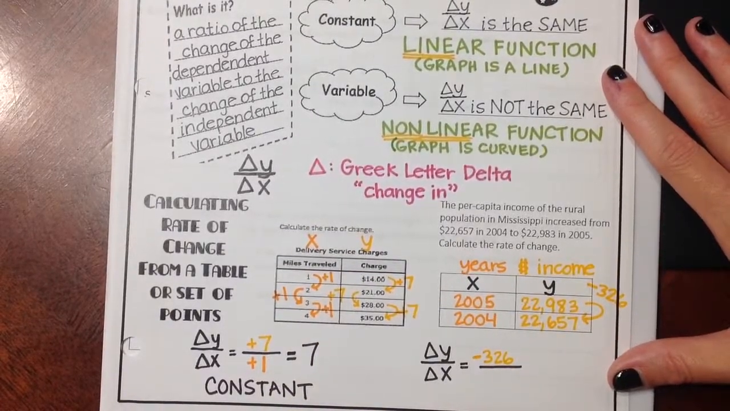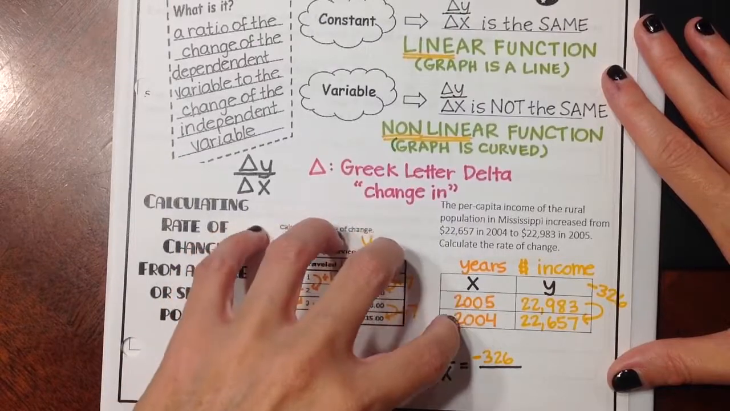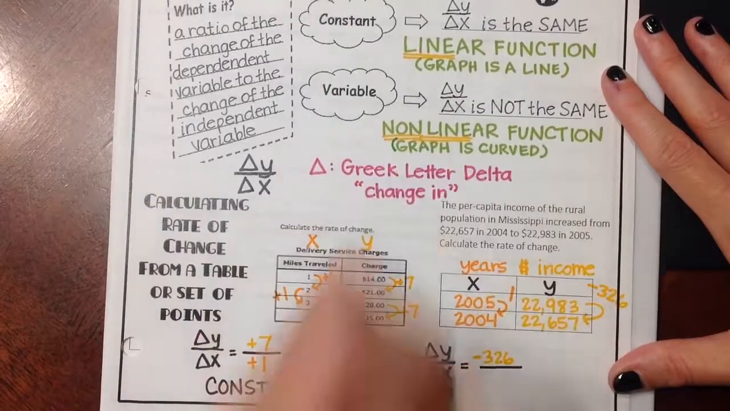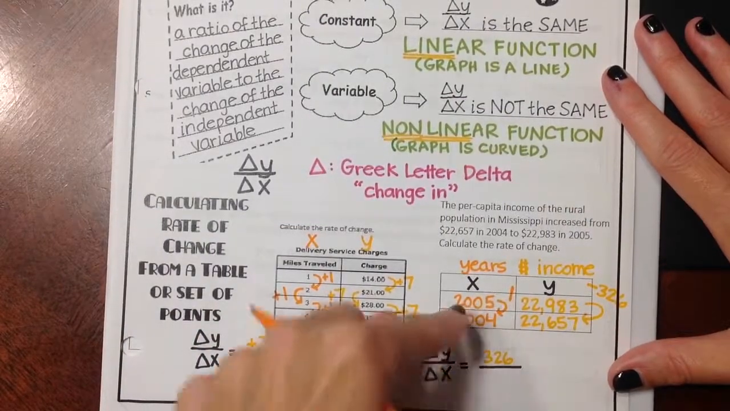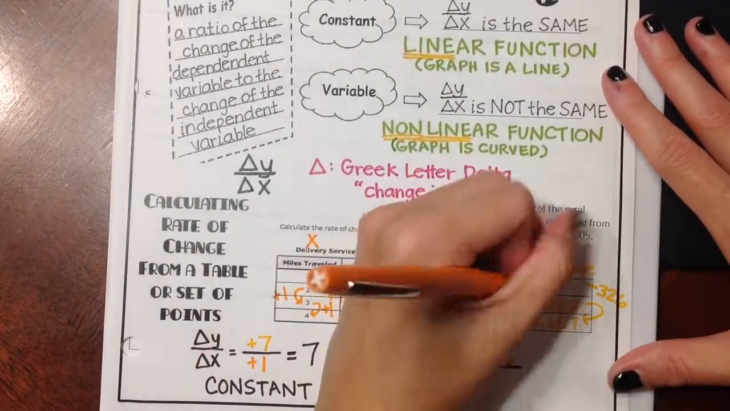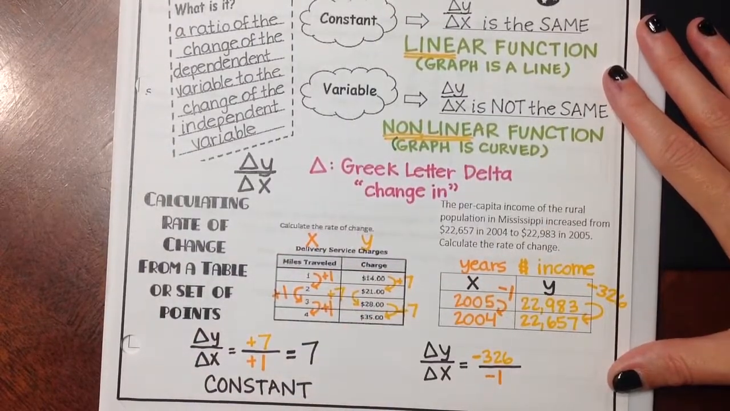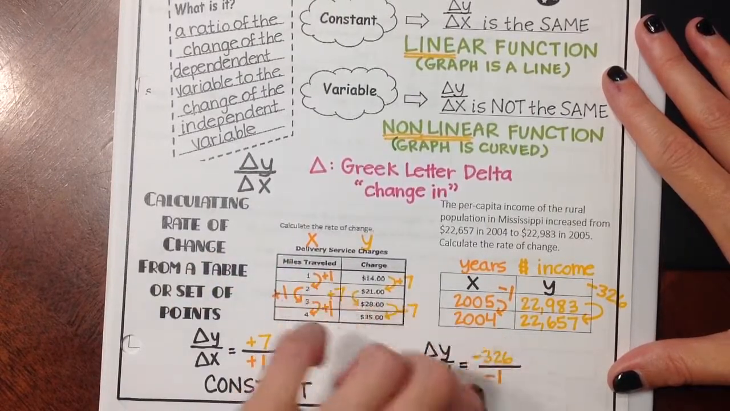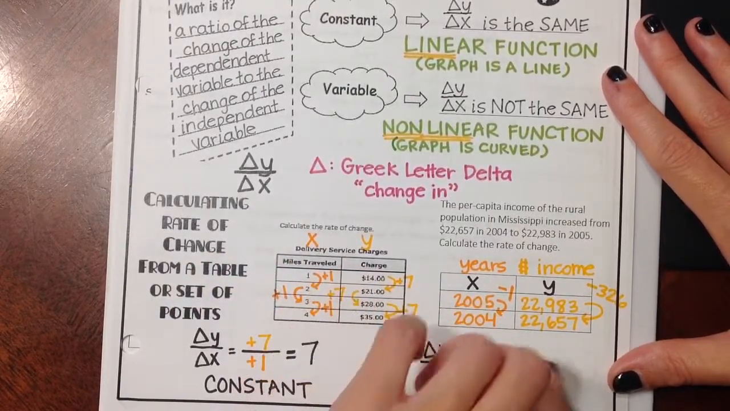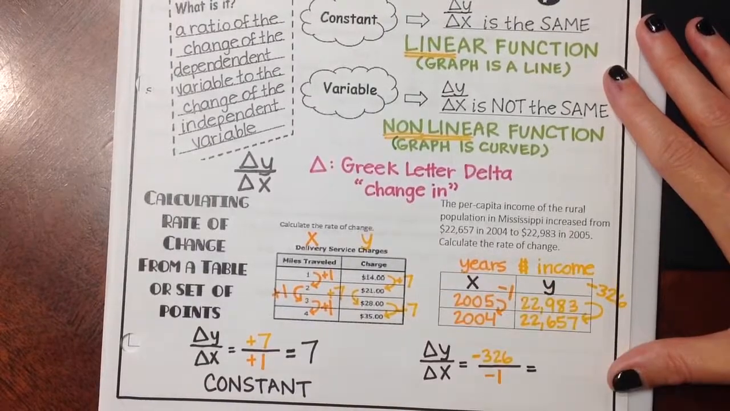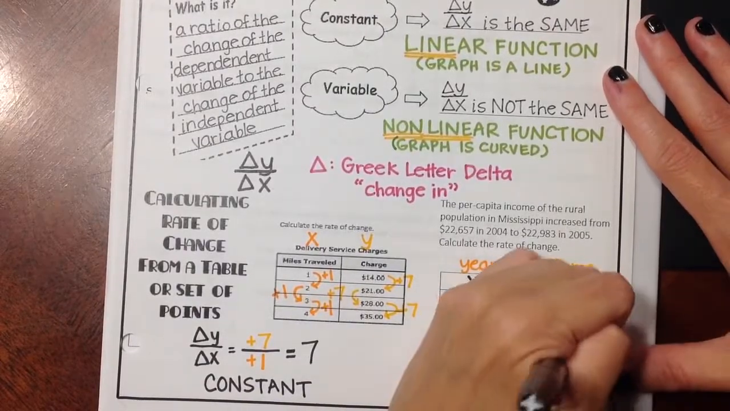It's important. All right, let's look at the years. We started at 2005 and we went to 2004. So we've got to look at that change. That change is a change of 1, but did we add 1 or subtract 1 to go from 2005 to 2004? We actually subtracted 1. So our change in X is also negative. Now, your changes in X or Y can be negative. It's when you perform that division of your ratio where you could end up with a positive or a negative rate of change. So now I'm going to take negative 326 divided by negative 1, and I get a positive 326.